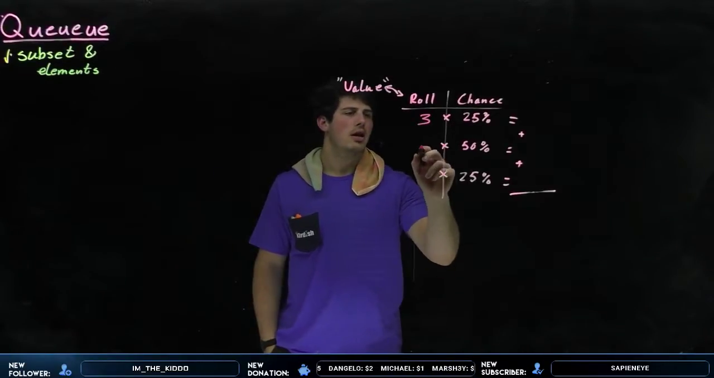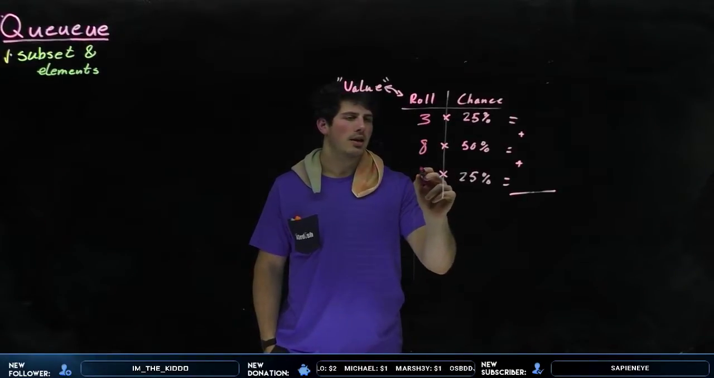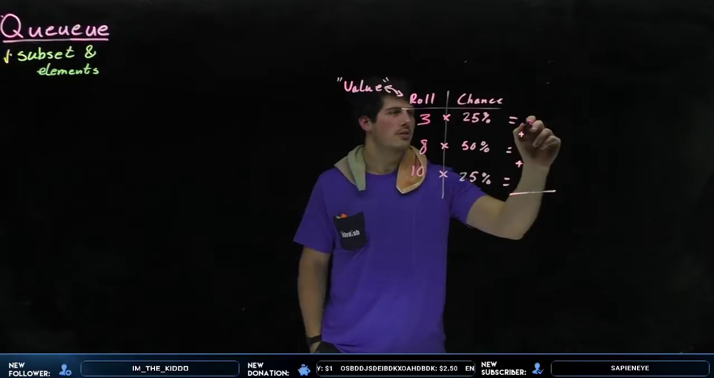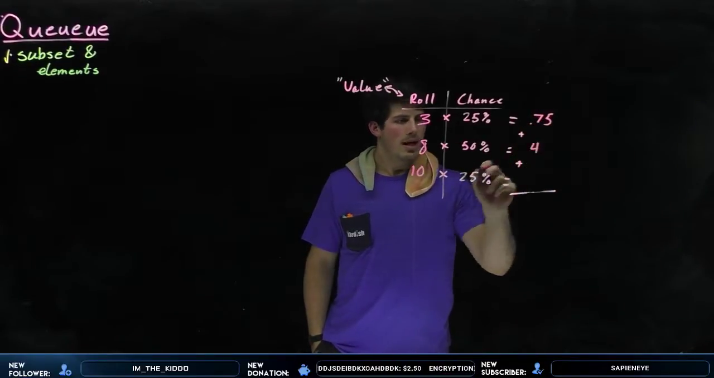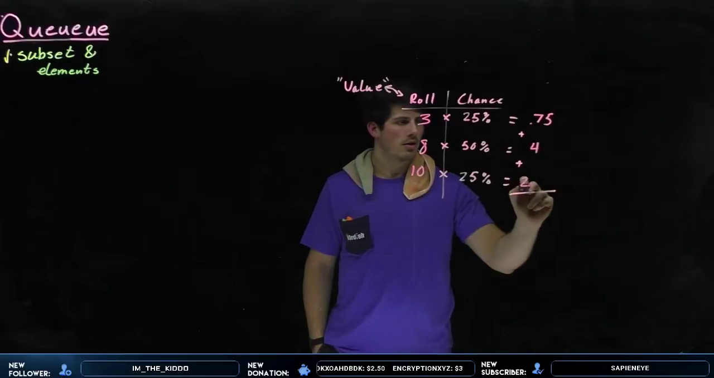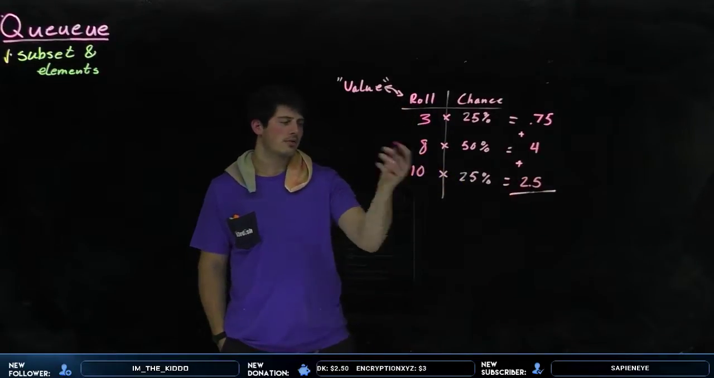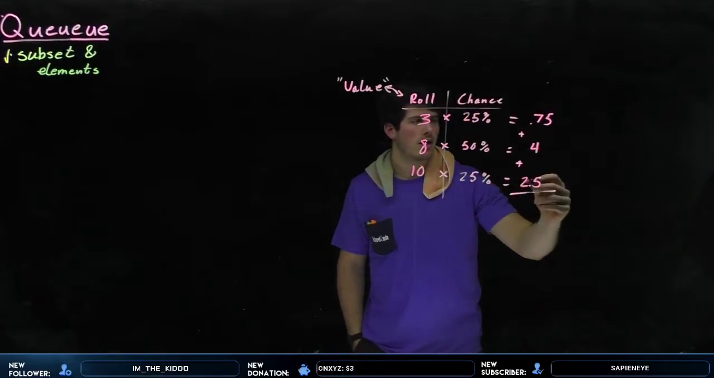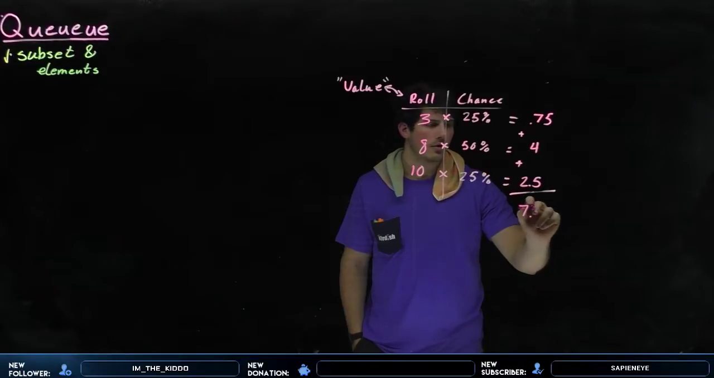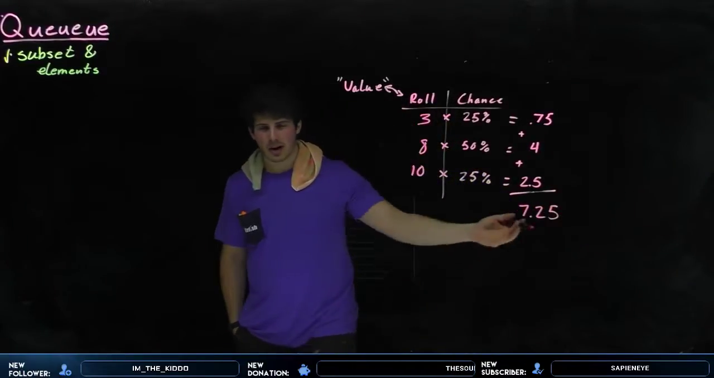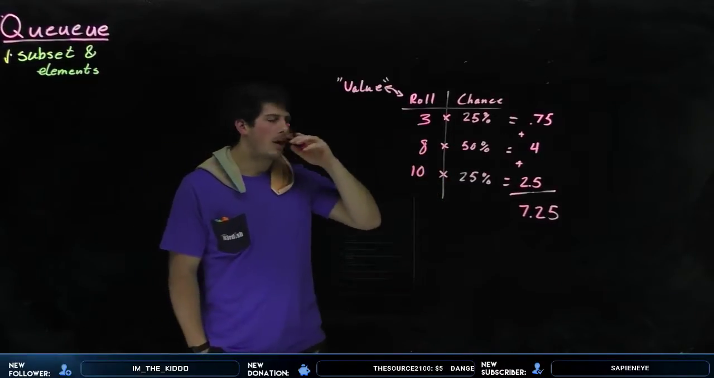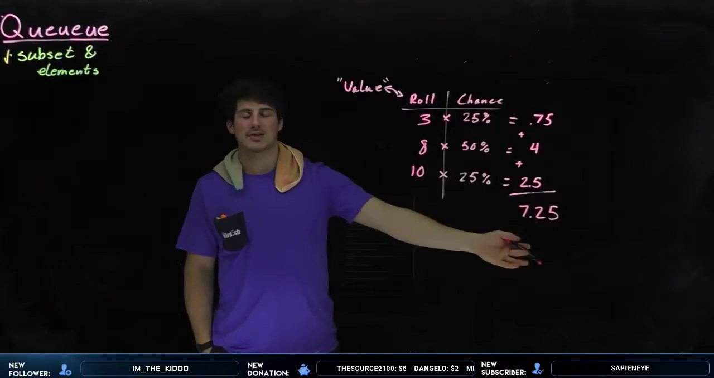Let's say we have 3, let's make this an even number, 8 and 10. So if I had this, I would have 0.75 plus 4 plus 2.5, because I'm getting rid of the decimal. Now I add these together, and I end up with 7.25. That's my expected value, which is really weird. That's none of my values. Why is that an expected value when I can't roll it? That's why I think this is kind of silly.